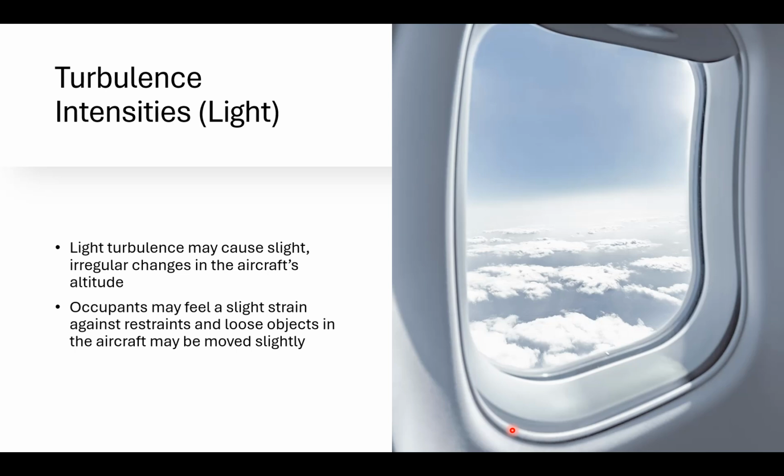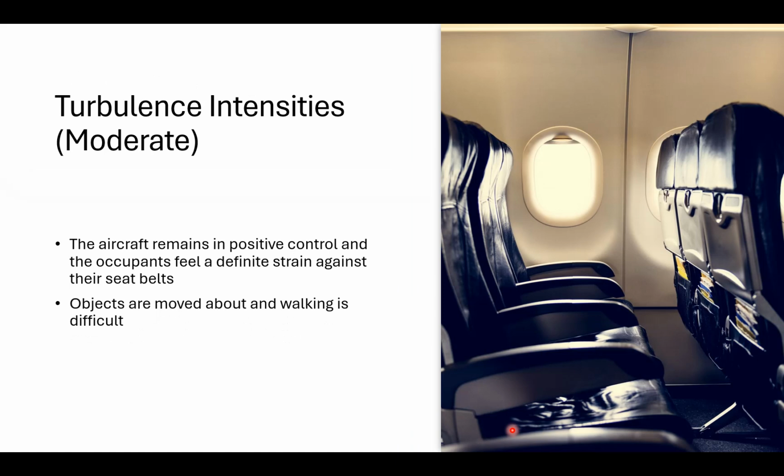This is the type of turbulence where you'll be flying, you'll have your eyes closed, you'll be listening to your earbuds, and it's just a slight little bump. Moderate turbulence now, the aircraft does remain in positive control of the pilot, but the occupants do feel a definite strain against their seatbelts. And you will definitely notice or hear objects moving around. Trying to get up and go to the bathroom, you're going to really be wobbling your way to the bathroom in this case. Walking about is difficult with moderate turbulence.